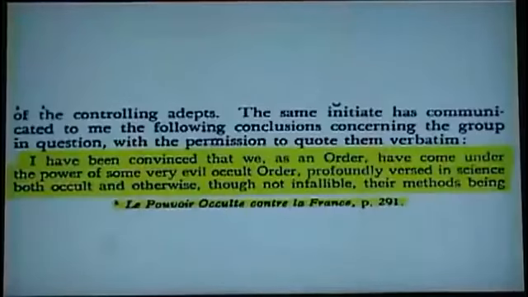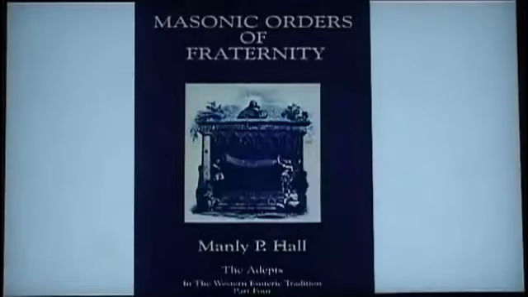Nesta Webster talked about it. The lady said, I have been convinced that we as an order have come under the power of some very evil occult order, profoundly versed in science, both occult and otherwise, though not infallible, their methods being black magic. And then she concludes by saying, we are convinced that the order, this is Stella Matutina, or the Order of the Golden Dawn, is being controlled by some sun order after the nature of the Illuminati, if not by that order itself.